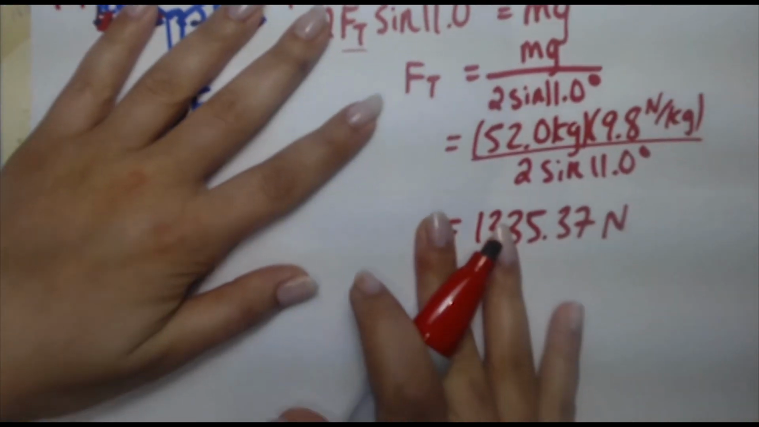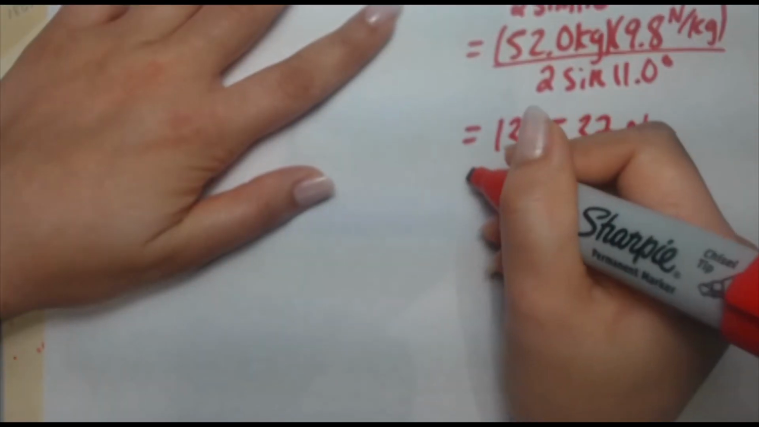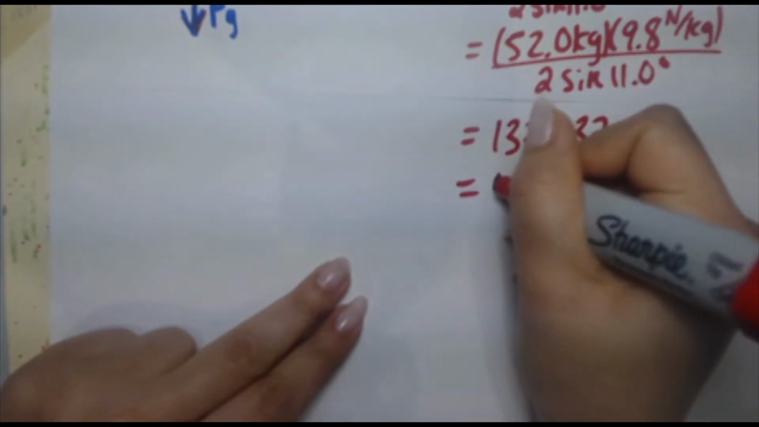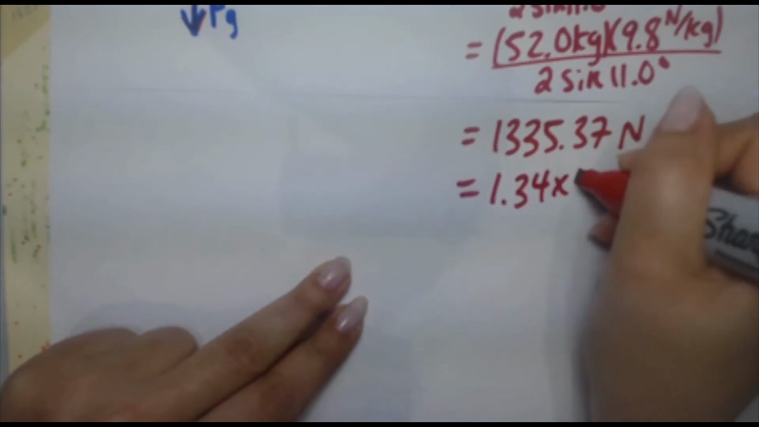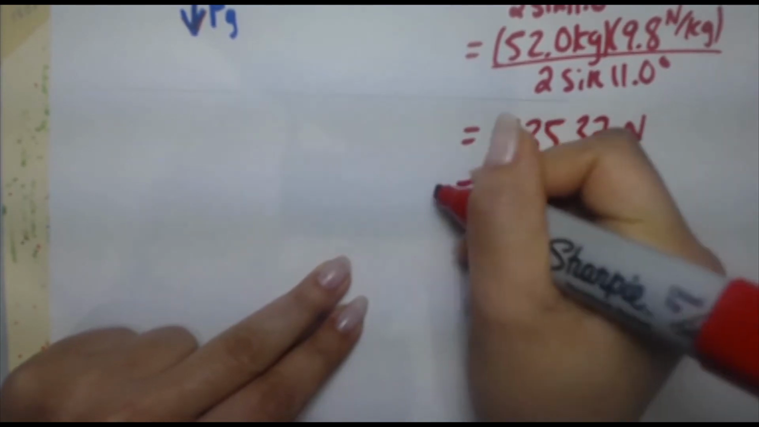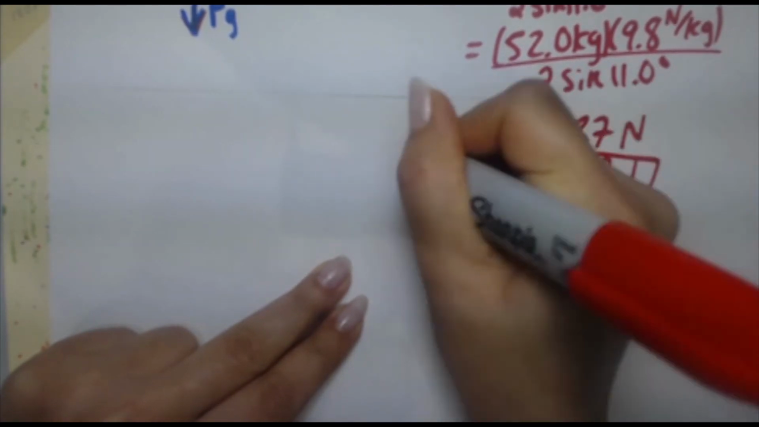If we round this to 3 sig figs, I'm going to express this in scientific notation. We're going to do 1.34 times 10 to the 3 newtons. And that is your force of tension.